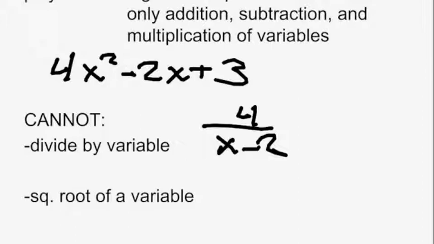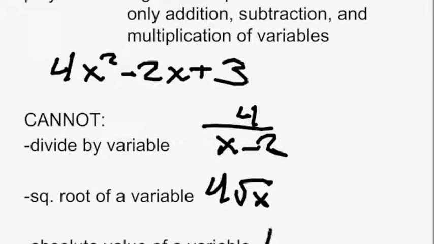You cannot have the square root of a variable. So you cannot have 4 root x. And finally, you cannot have the absolute value of a variable. So the expression of 3 plus |x| is not a polynomial.